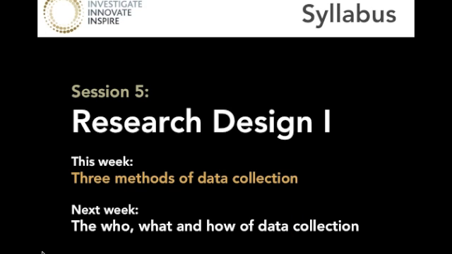This week is session number 5. We are almost halfway through the course. And today, this is the first of 2 sessions where we're going to be talking about research design, so how you actually design your research projects. This week, we're going to be focusing on 3 methods of data collection. And next week, we're going to talk about the who, what, and how of data collection. So both this week and next week are about data collection. This week is going to be introducing some methods. Next week, we're going to look at questions of validity and reliability and sampling methods and those kinds of things.